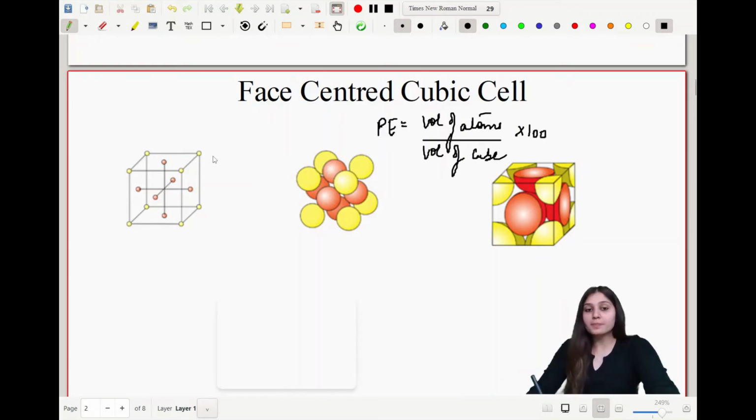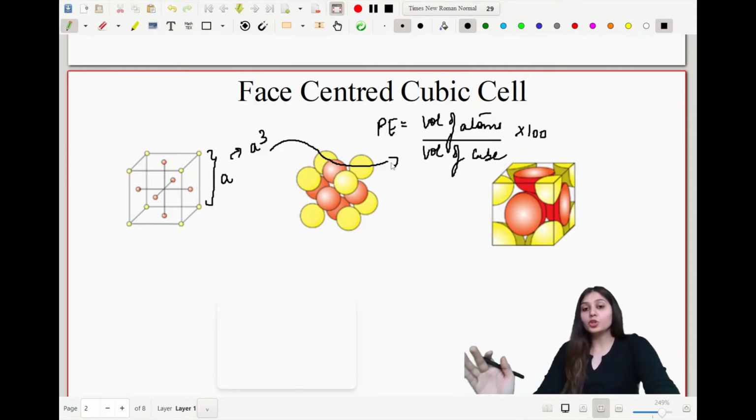The denominator is simply, we'll again assume that our edge length is a, and we have a cube as the denominator, which is the volume of the cube. Now if I talk about the numerator, which is the volume of the atoms, again we have to do the same thing, which is we have to find a relationship between r and a so that we can solve our two variables and we can get the answer. So let's try and do that.